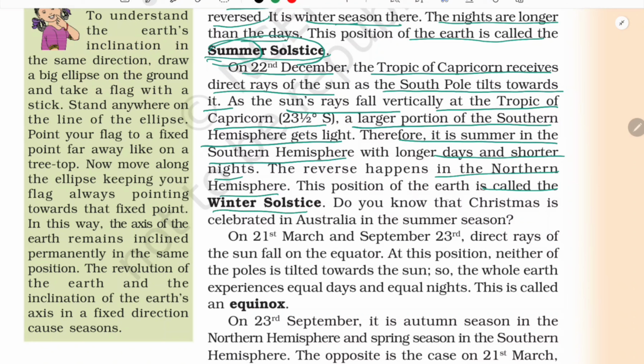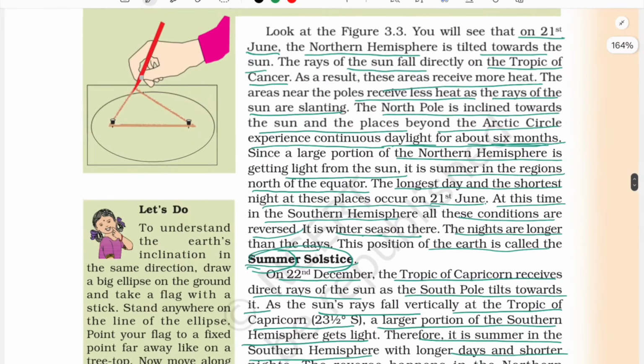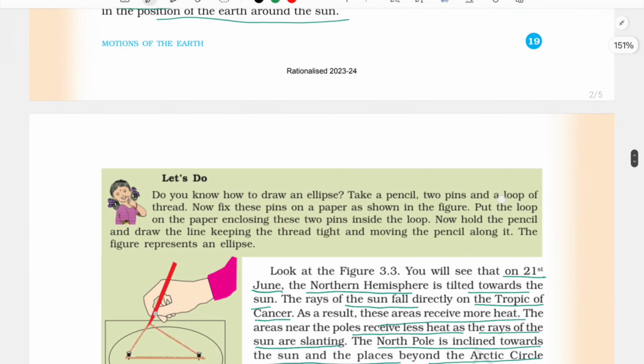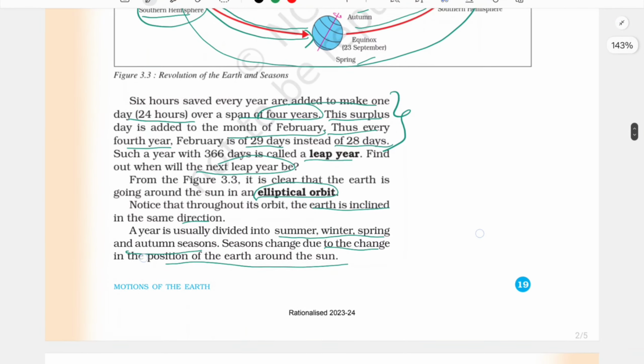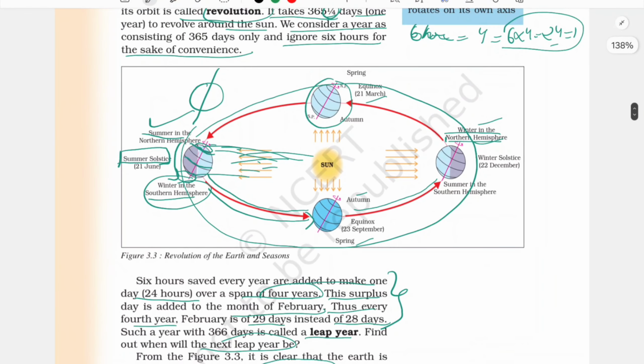And one more interesting fact, do you know that Christmas is celebrated in Australia in the summer season? Why? Let us try to understand. Okay, through this picture it will be more clear. See, in this winter exactly the opposite is happening to what happens in summer, isn't it?